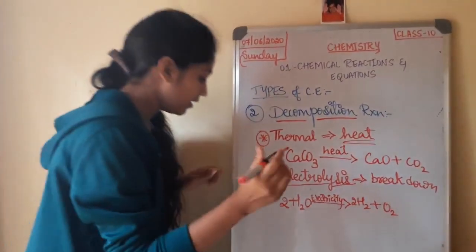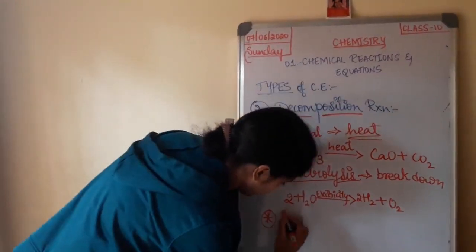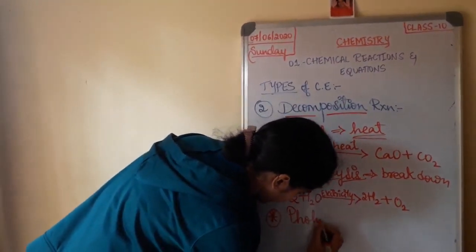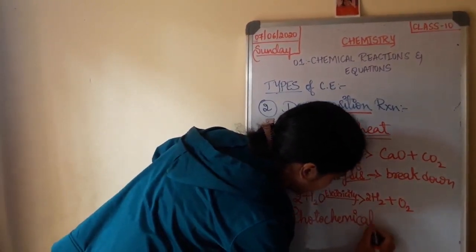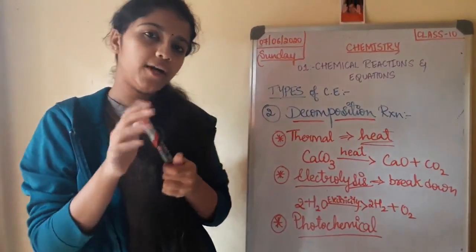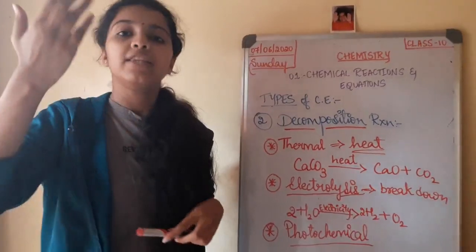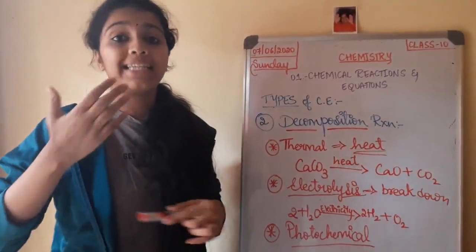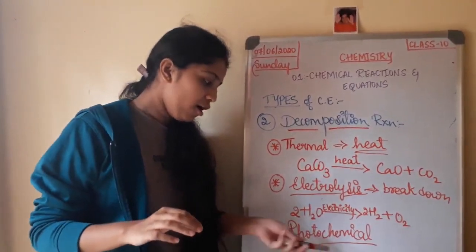Now, the third type of decomposition reaction is the photochemical decomposition reaction. Now, remember photosynthesis. What is photosynthesis? The process in which, with the presence of sunlight, the plants prepare their own food is called photosynthesis. See, this looks similar to that, right?